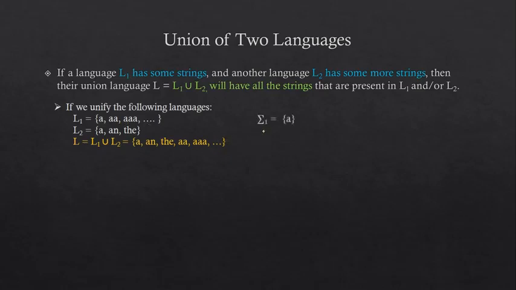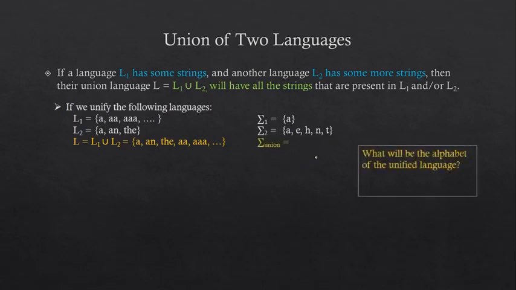If the alphabet of L1 is A, and looking at these 3 strings, the alphabet of L2 will contain these 5 characters at least. What do you think will be the alphabet of the union set? The alphabet is going to be the union of these 2 alphabets.